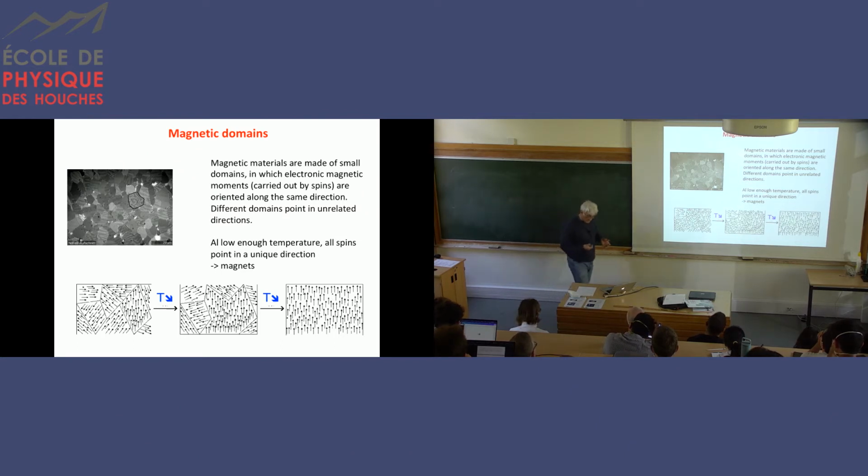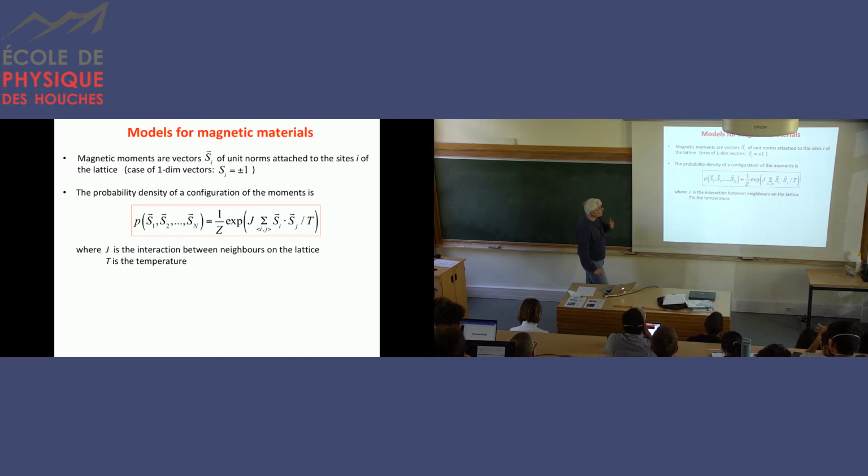And this is the magnet, you know. Okay, so what kind of mathematical description can we have for this? The mathematical description, known under the name of Ising or Heisenberg models, is the following. Suppose the magnetic moments are just some vectors.